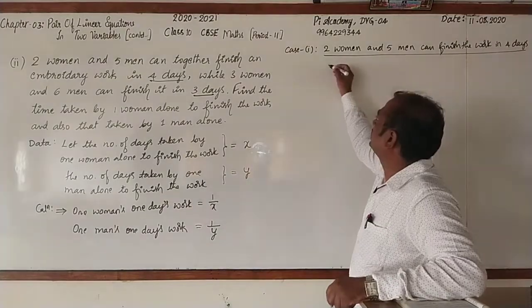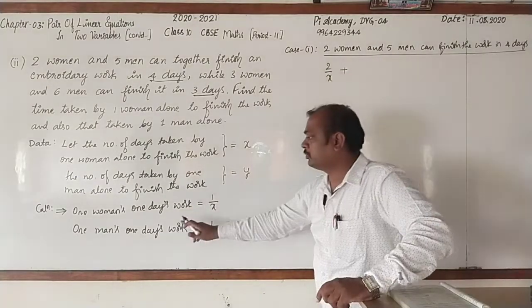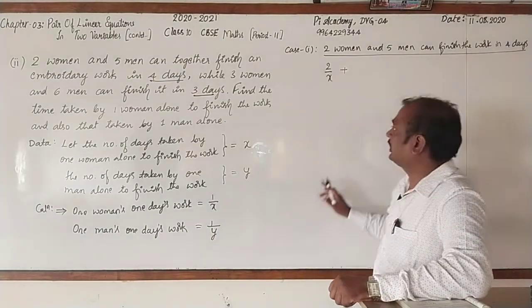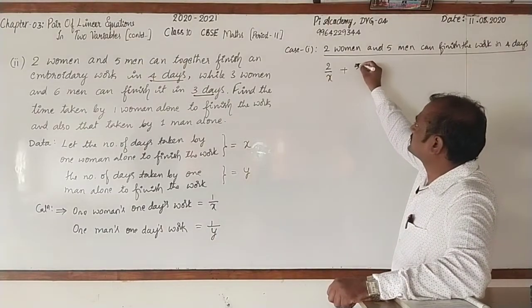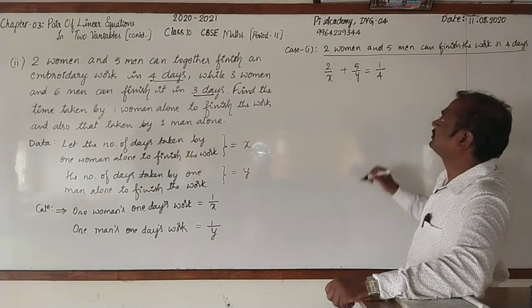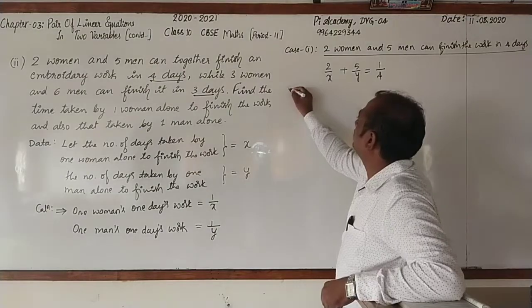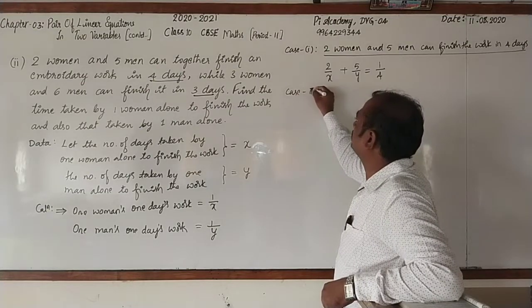2 women's it is 2 by X. Plus 1 man's 1 day's work is 1 by Y. 5 men it is 5 by Y. Total 4 days, out of that just 1 day is to be taken. Clear? Yes. Now let's move on to case 2.